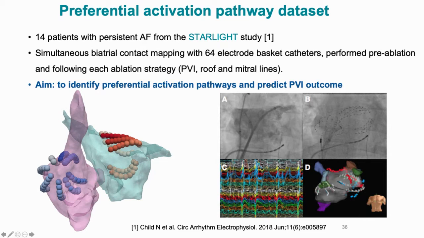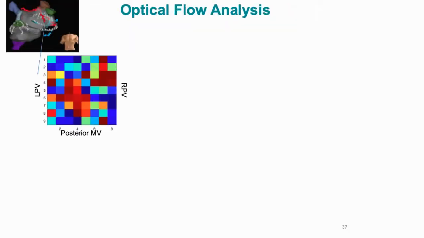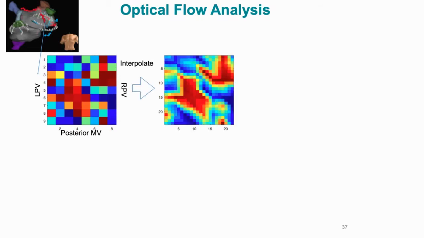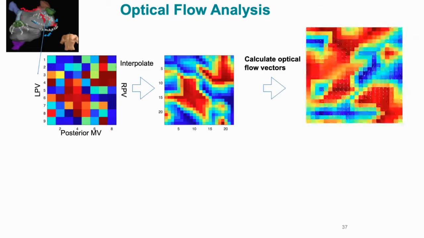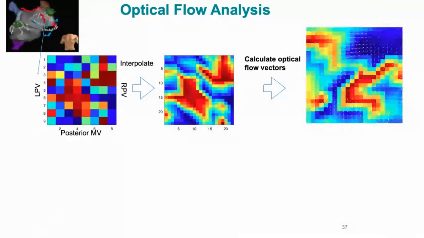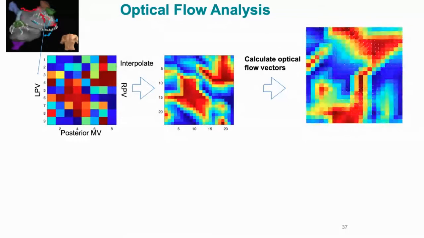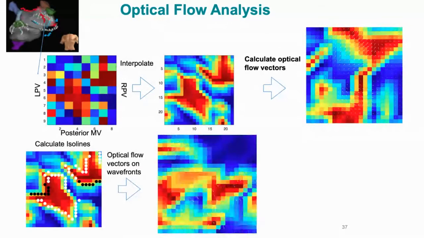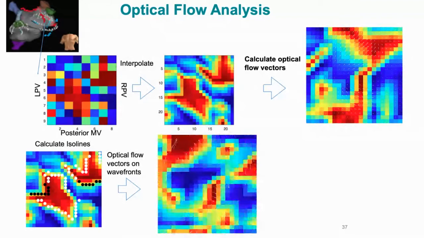So we were post-processing the STARLIGHT study data set, and it's got basket data, so left and right atrial data collected simultaneously. The aim here is to identify preferential activation pathways and predict ablation outcome. We take the signals from the basket, and here we're using an optical flow type technique to essentially track the wavefronts over time. It's like you could use it for tracking cars on the motorway. It's the same kind of technique.